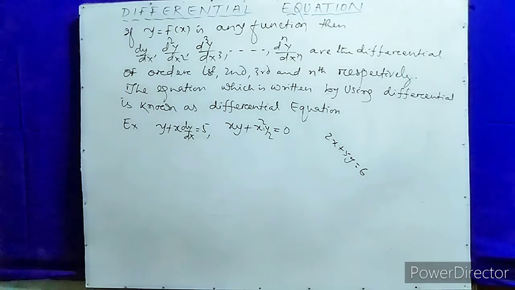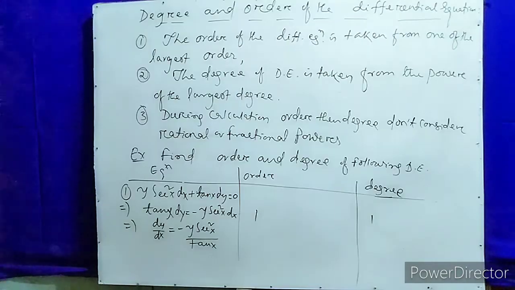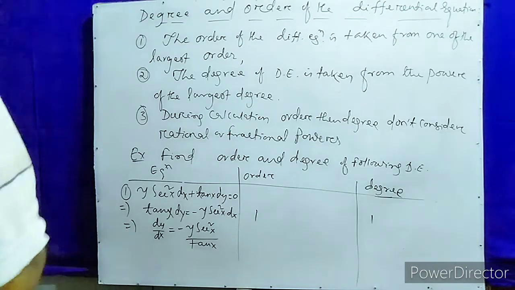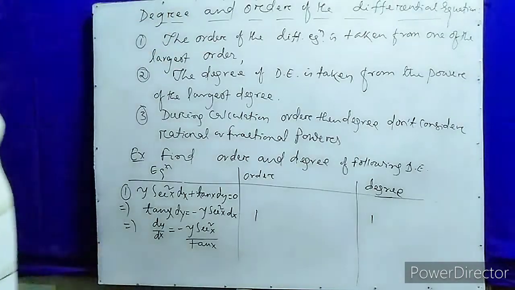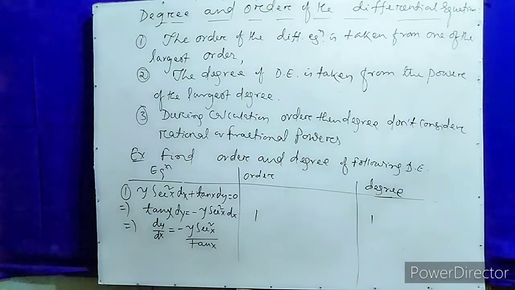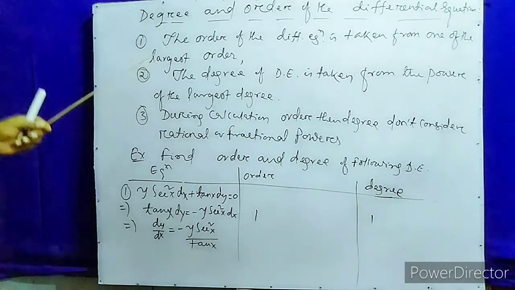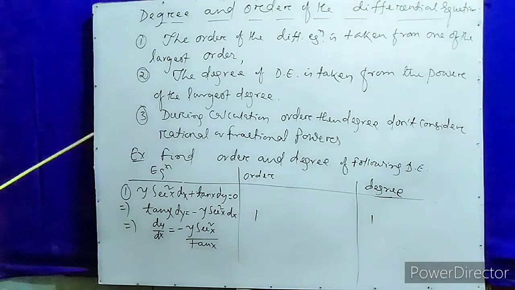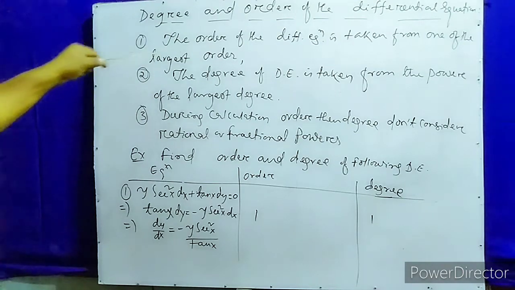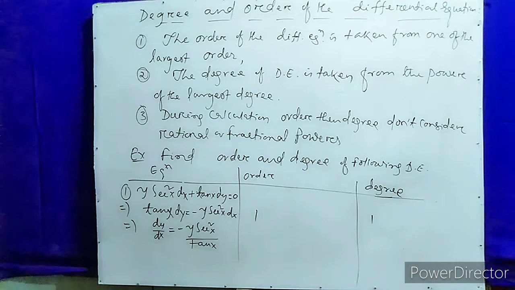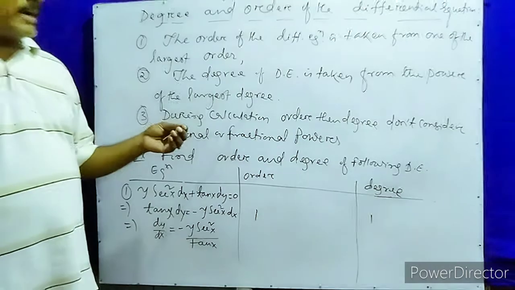Okay, degree and order of the differential equation. We will discuss a few examples. Let us discuss how to find the degree and order of the differential equation. So here it is written, the order of the differential equation is taken from the largest order. Largest order means, look at the first order, second order, third order, fourth order.